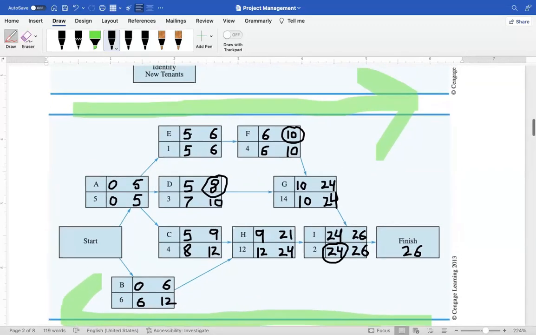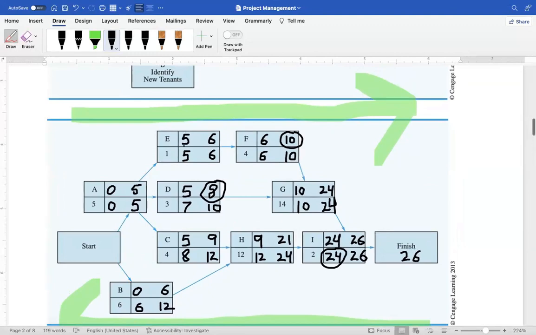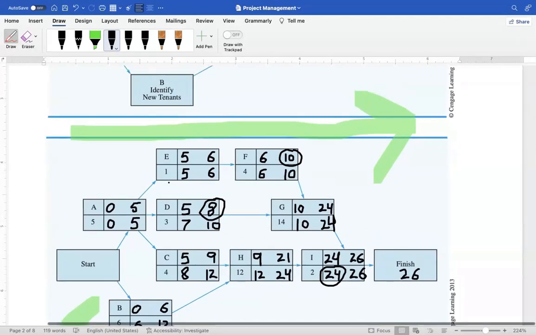For example, the earliest time this activity can start is 5, and the latest time it can start is also 5. Earliest time it can finish is 6, and the latest time it can finish is also 6, which means we do not have any slack here, which means it's a critical activity because we do not have any available time here. But on the other hand, consider activity D.